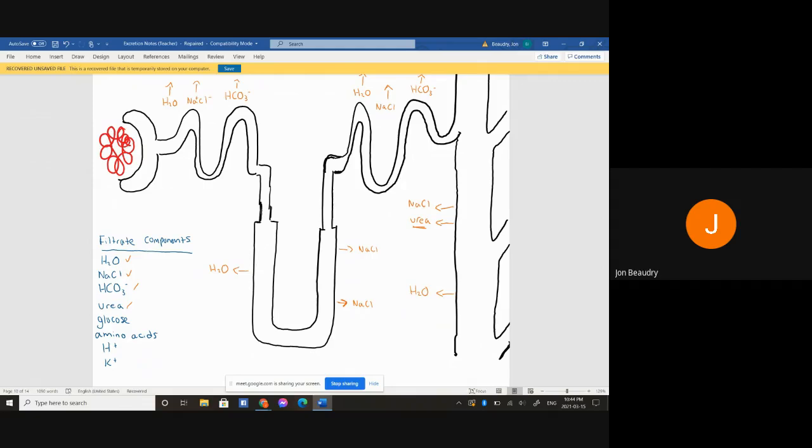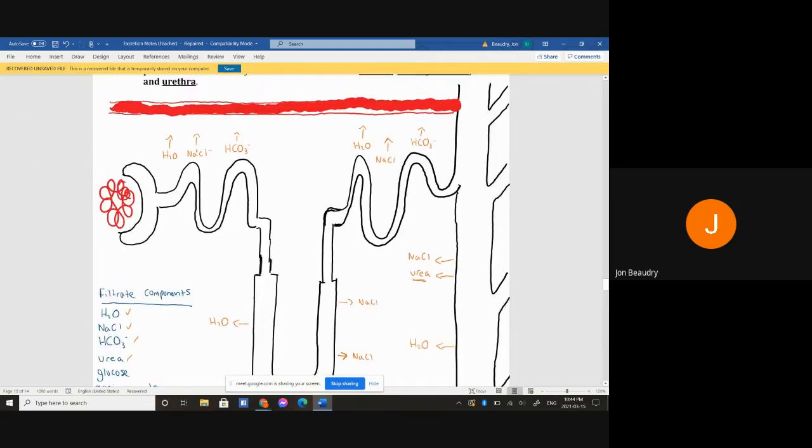Now, the last couple substances that are getting reabsorbed, and we can see from this list of filtrate components that most of this is reabsorption as opposed to secretion. We haven't talked about secretion yet. Now, glucose and amino acids, we're going to group them together and just say that these are nutrients.